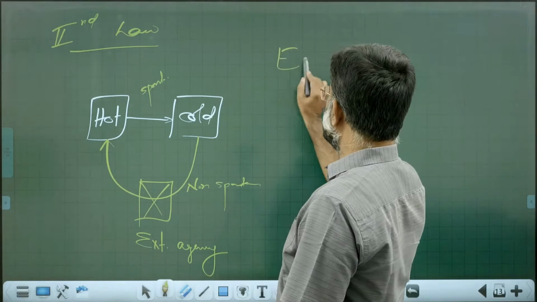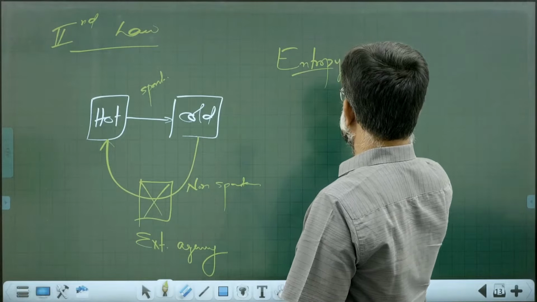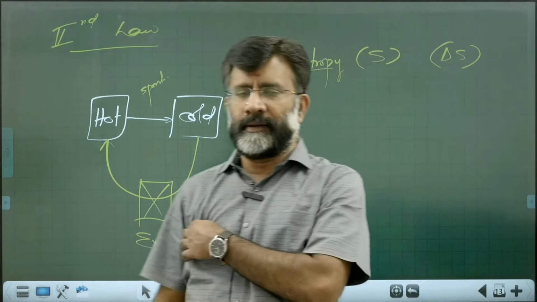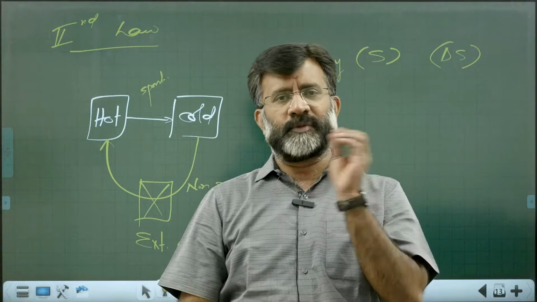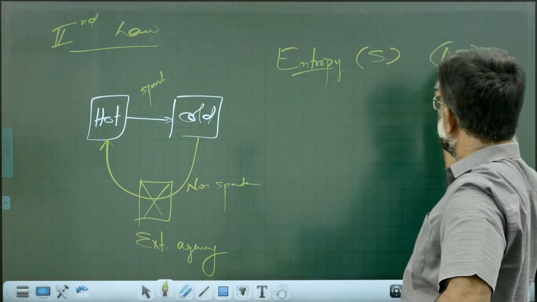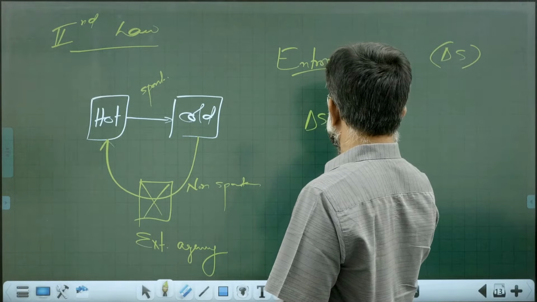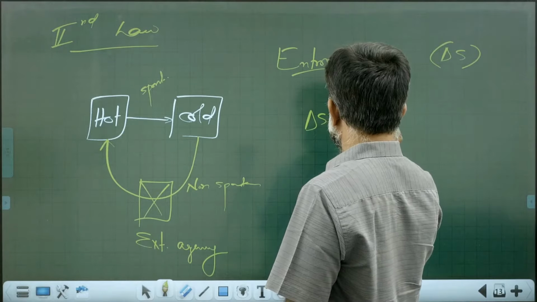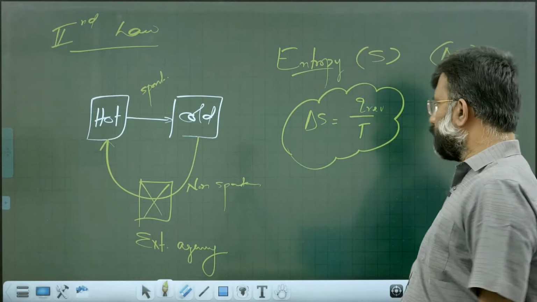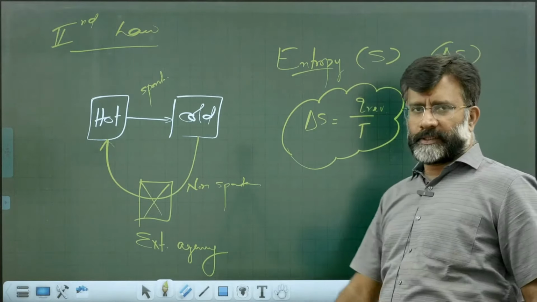Entropy, a very important thermodynamic term. Entropy is designated by S and change in entropy by delta S. Unlike other thermodynamic properties, the absolute measurement of entropy can be taken. This is entropy and this is change in entropy. Change in entropy delta S is equal to Q by T, reversible heat divided by temperature. That is the change in entropy, and the unit is Joule per Kelvin. That is the unit of entropy.